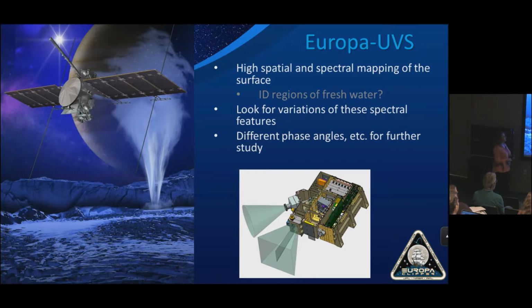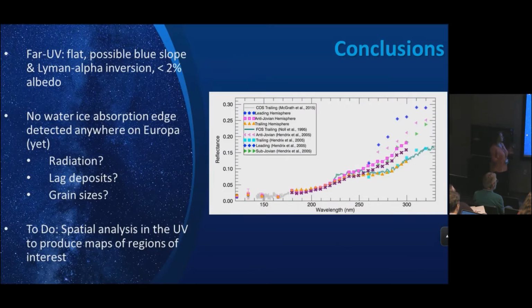help us out. We're going to also look for other variations of spectral features, different phase angles, of course. We have all the opportunities of having a flyby mission, which helps you get a lot more information, a lot more coverage. And so just for conclusion, this is our final plot that we have right now. Basically in the far UV, it's very flat. At Lyman Alpha, we do see that spectral inversion.